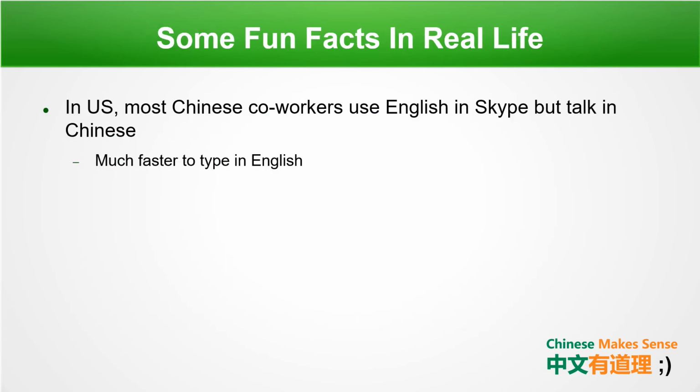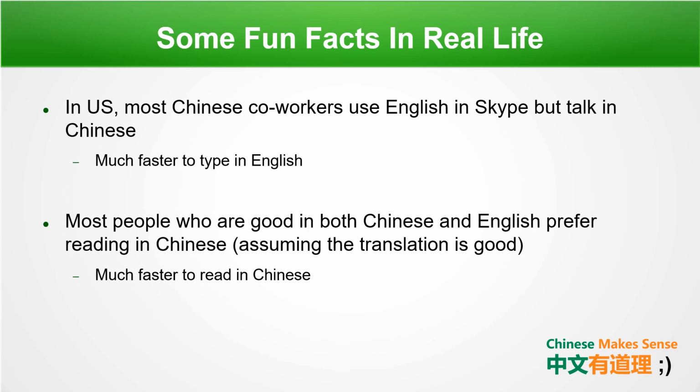Here are some fun facts in real life. In the US, most Chinese coworkers use English in Skype, but talk in Chinese. This is because it's much faster to type in English, as you saw in the previous experiment. Most native Chinese speakers who are also good at English prefer reading in Chinese, assuming the translation is good. This is because it's faster to read in Chinese, which you also saw in the previous example.